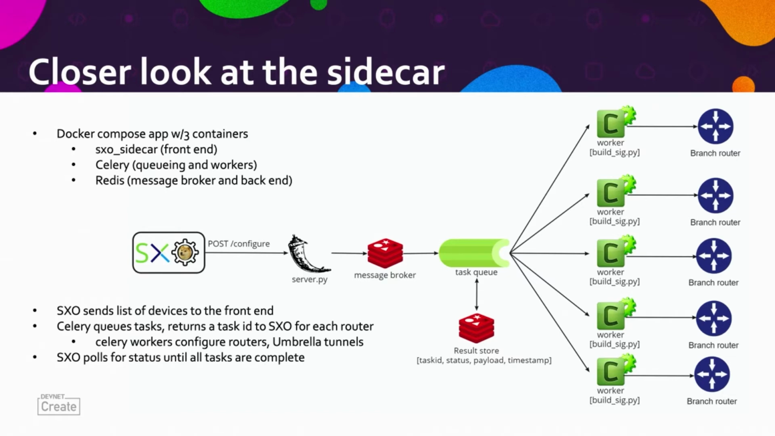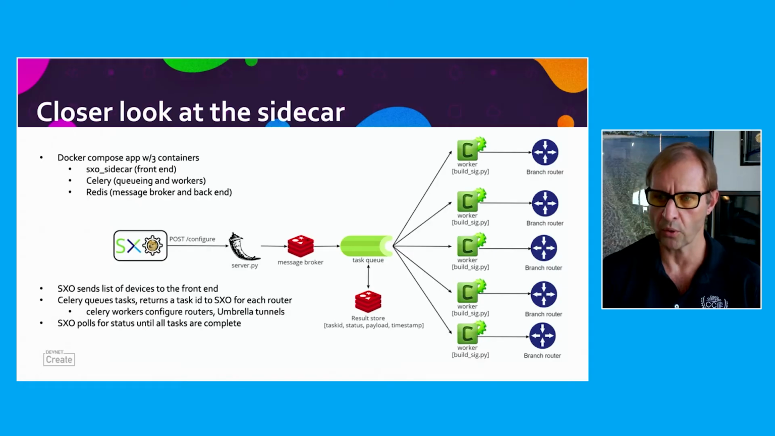So finally, after that, Celery picks up the messages from the broker, and then it sends all the tasks out to workers. So these individual workers take a copy of Nick's script, buildsig.py, and it runs them. And so each copy of buildsig logs into its assigned branch router, configures it, and then also makes the API calls up to Umbrella to build the tunnel on the back end.